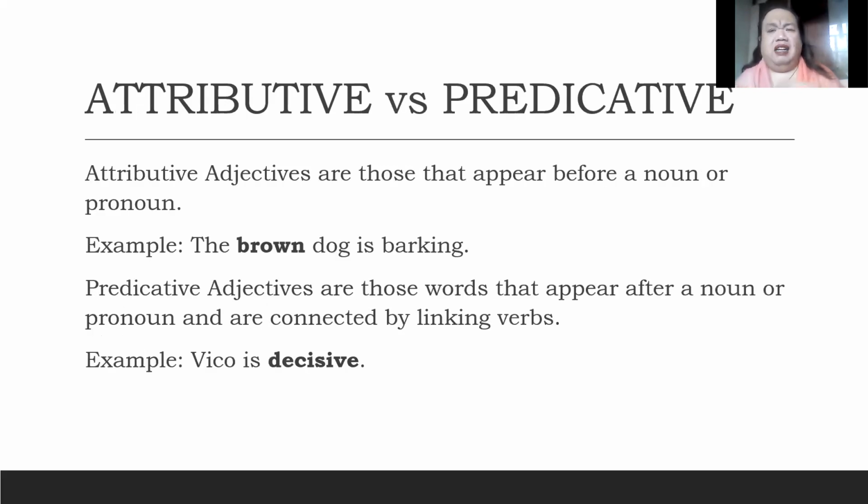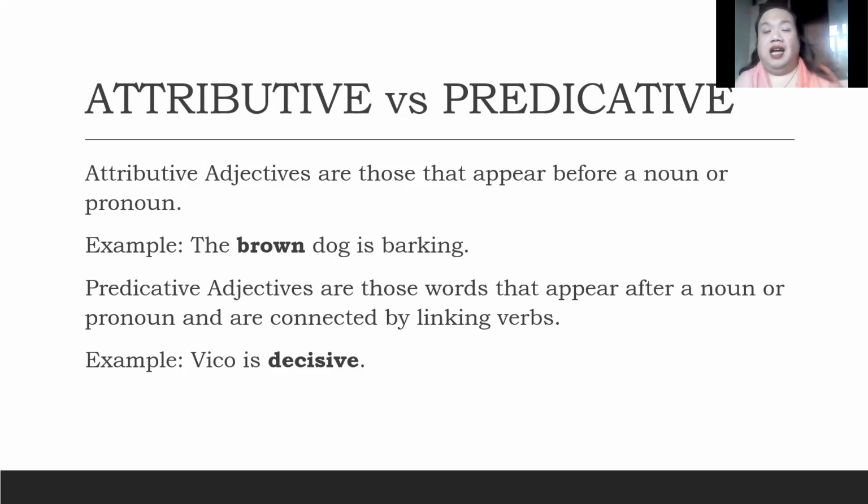But with regard to the positioning of our adjectives, we have two ways, whether they are attributive or predicative. It is attributive if the adjectives appear before your noun or your pronoun. The example is provided. The brown dog is barking. The word brown, which is an adjective, comes before your noun, which is dog.